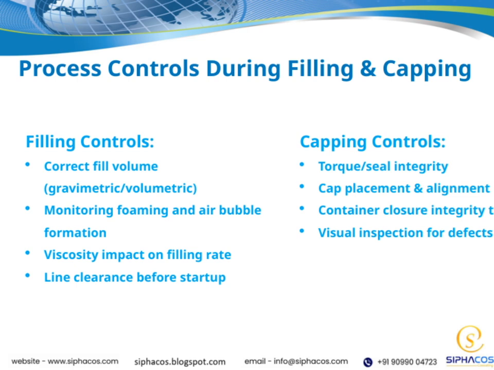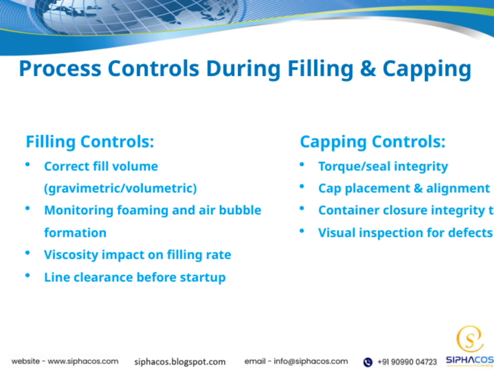Next, viscosity plays a significant role in the filling rate. If the product is too viscous or too thin, it can affect how smoothly and accurately the filling process runs, so adjustments may be necessary to optimize performance. Before starting the line, it's important to check for line clearance to prevent contamination or mishaps during operation.